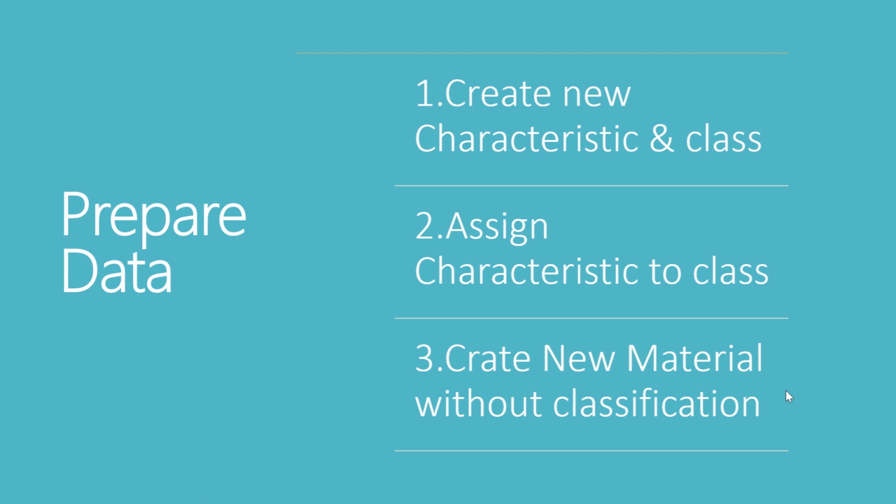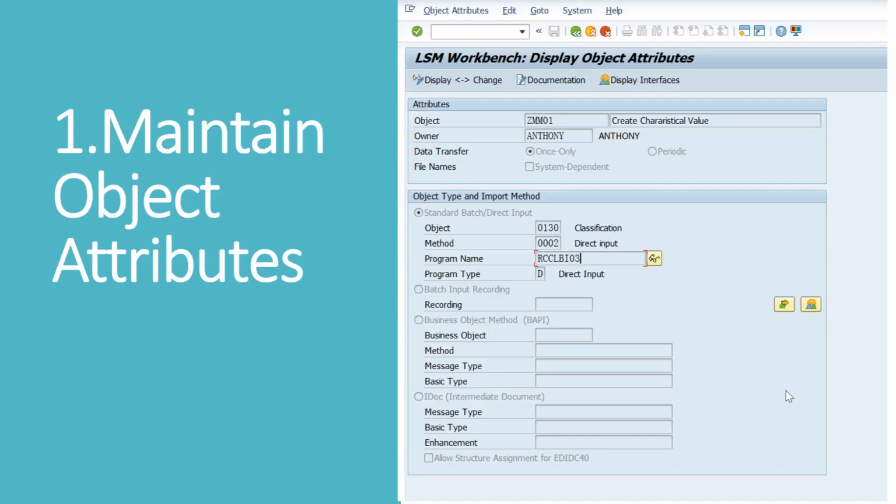After this data preparation, we need to create an LSMW data object. Here we create an LSMW data object for MM01 to create the value. The description you can type anything. After this, we need to select the data type. We use the data object 130, and the method is direct input. We need to program this program RCCLBI03, and the program type is direct. So you need to remember it.